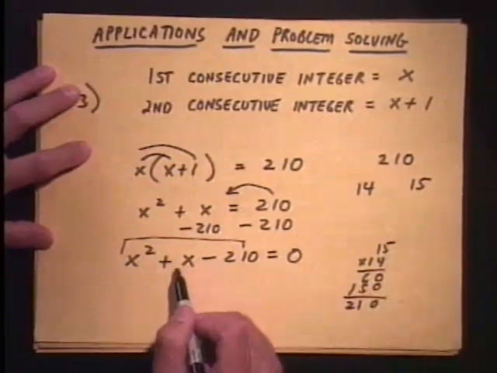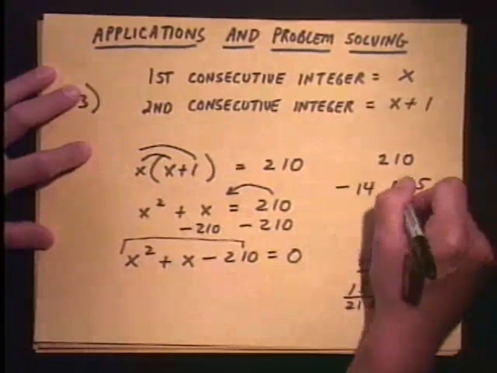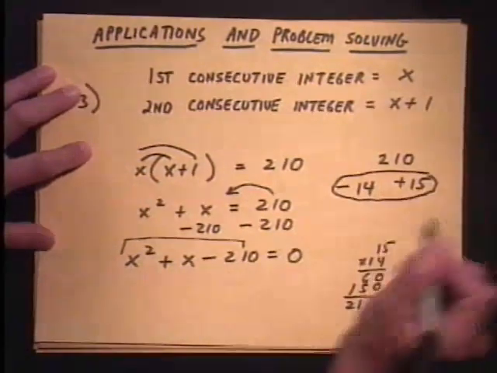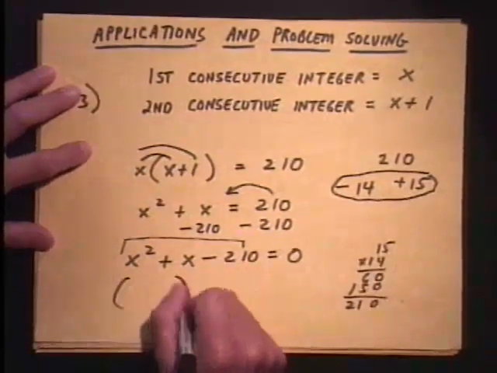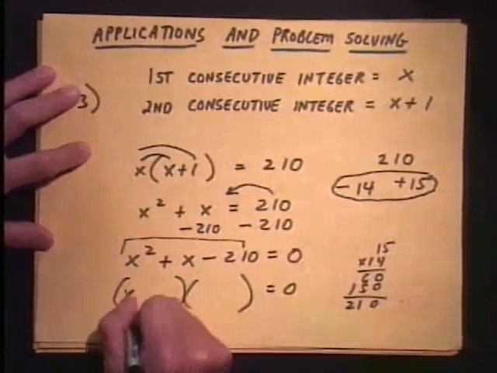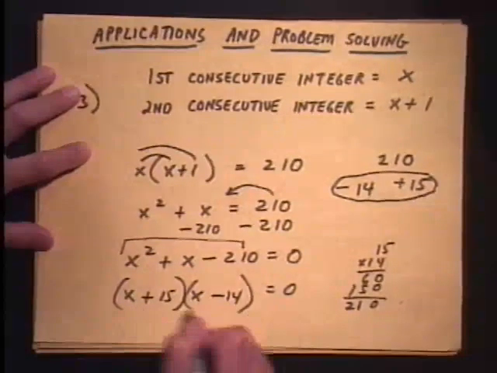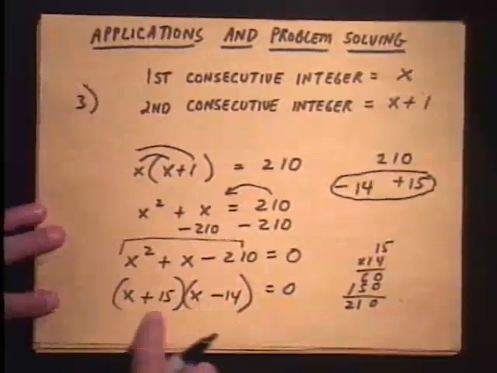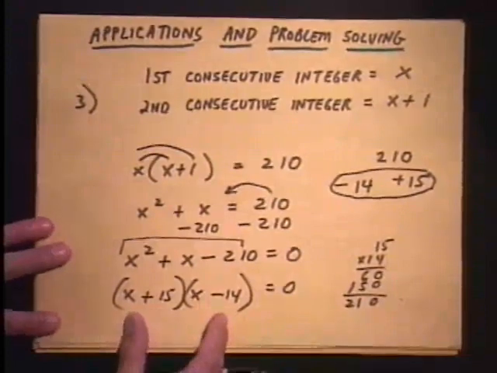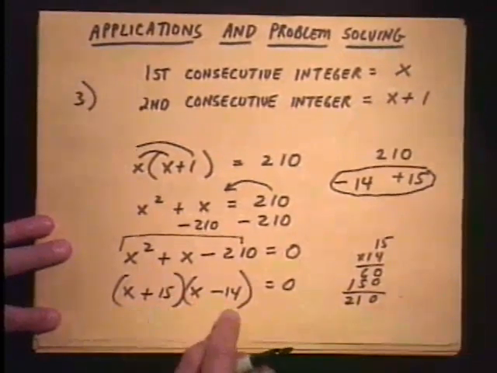So in order to add to give me a positive 1 in the middle, the signs would have to be a negative 14 and a positive 15. So when we factor this, and you know what they say, the bigger they are, the harder they fall, we get x plus 15 times x minus 14, or x minus 14 times x plus 15, it doesn't matter. So this would be the factored form. What makes each factor 0 gives us my answers.